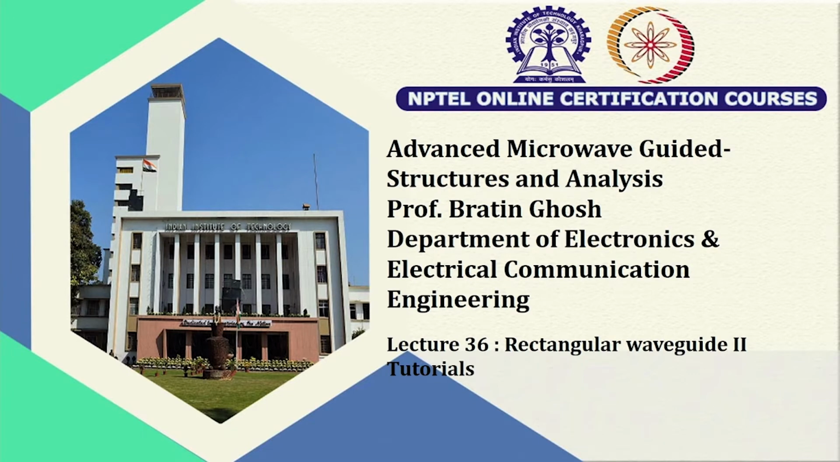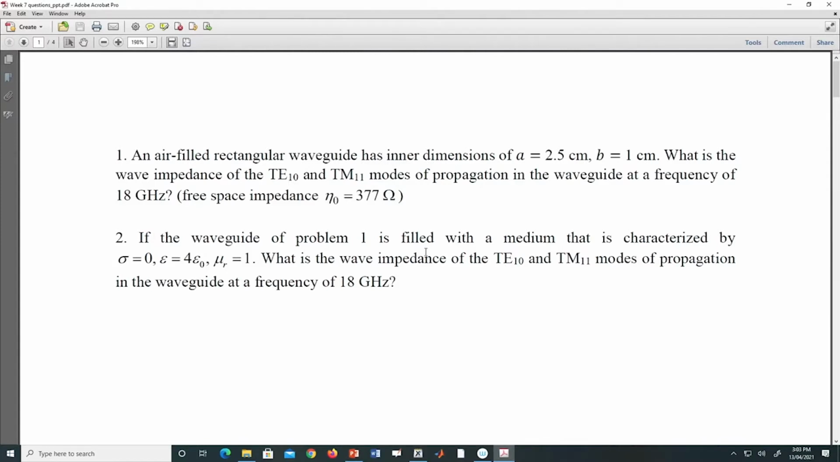So, today we will do a numerical problem on the calculation of wave impedance and power flow in a rectangular waveguide. So, this is the first problem. An air-filled rectangular waveguide has inner dimensions of A equal to 2.5 centimeter, B equal to 1 centimeter. What is the wave impedance of the TE10 and TM11 modes of propagation in the waveguide at a frequency of 18 gigahertz? And because this is an air-filled rectangular waveguide, the free space impedance is given as 377 ohm.